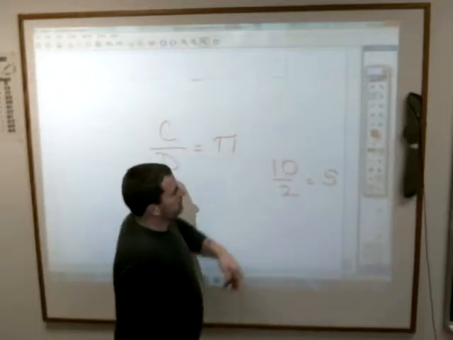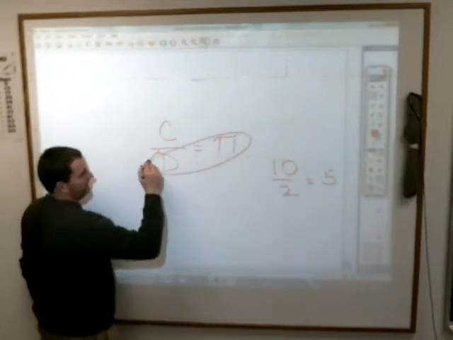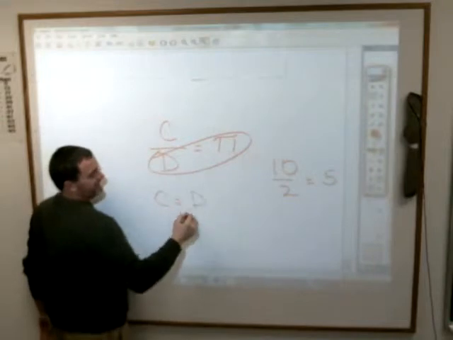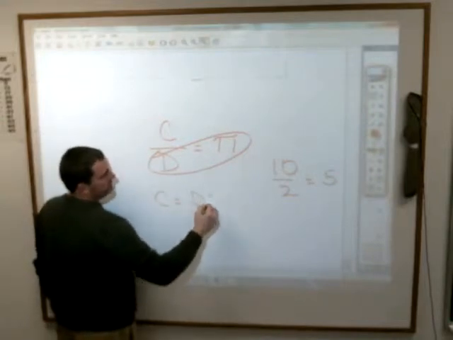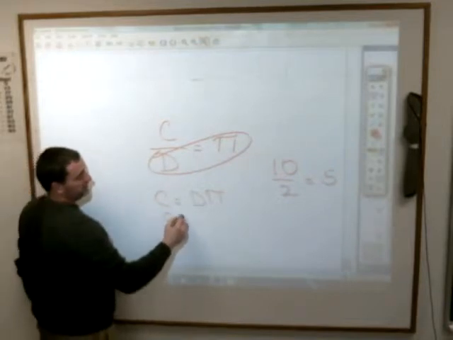Multiply, right, so I can do that same thing over here. If I multiply these two things together, I get the top number. So circumference always equals the diameter of a circle times pi. So you need to write that down because that's our big formula for today.